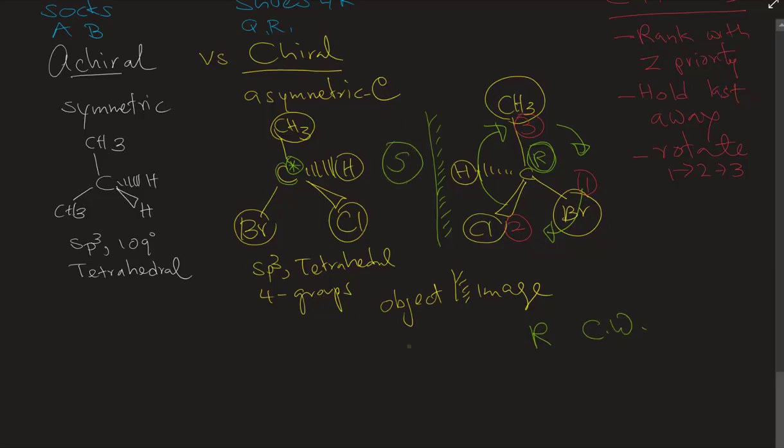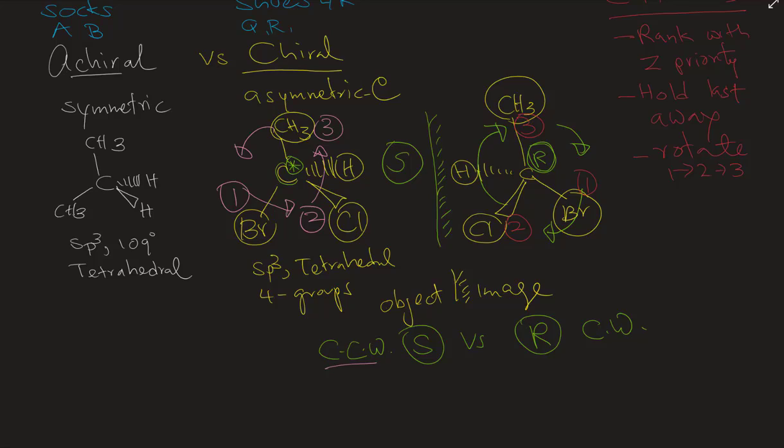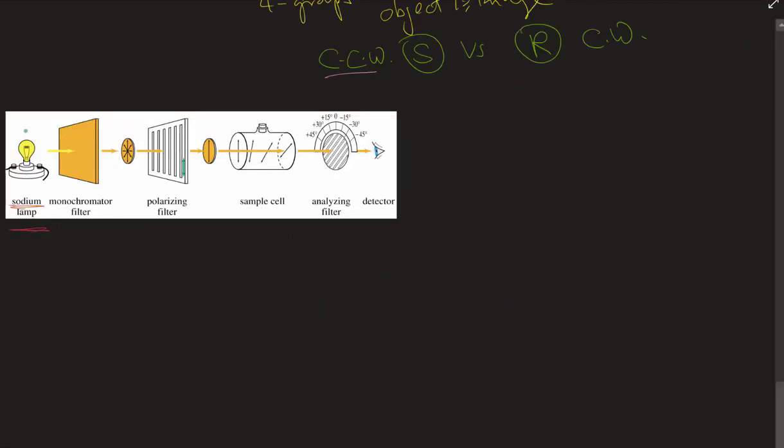Now, the other side of the mirror, the object in this case, should be S. If it is S, it should be counterclockwise, right? Let's see whether it is true. Because we built the clockwise, the R. Now, priority again: bromine gets 1, chlorine gets 2, carbon gets 3, and the rotation 1, 2, 3 is anticlockwise or counterclockwise. The hydrogen we are still holding behind the screen. So therefore, that's why it's S. So now you learned how to draw the mirror images, and how to assign S and R.